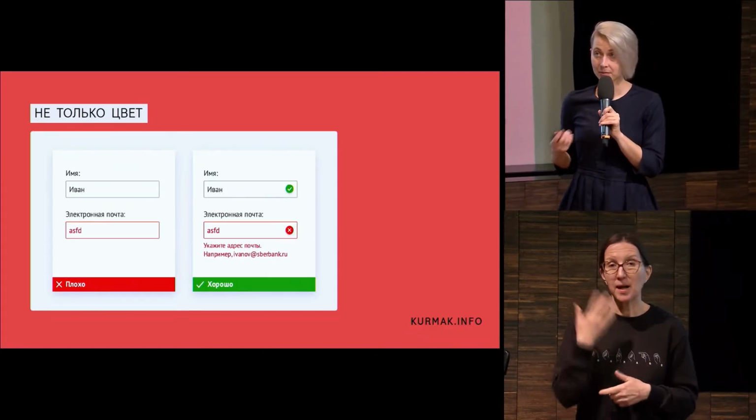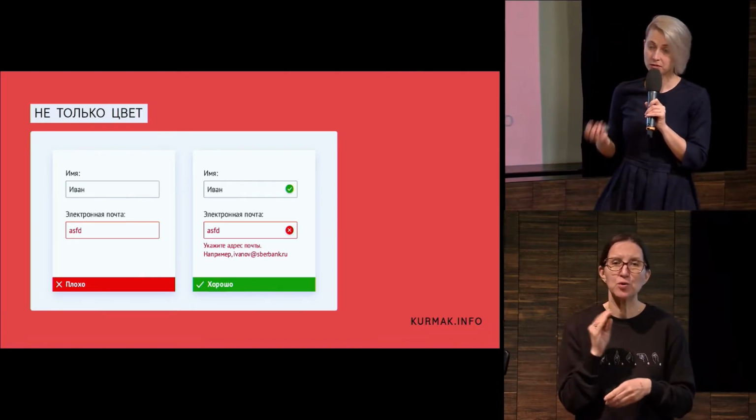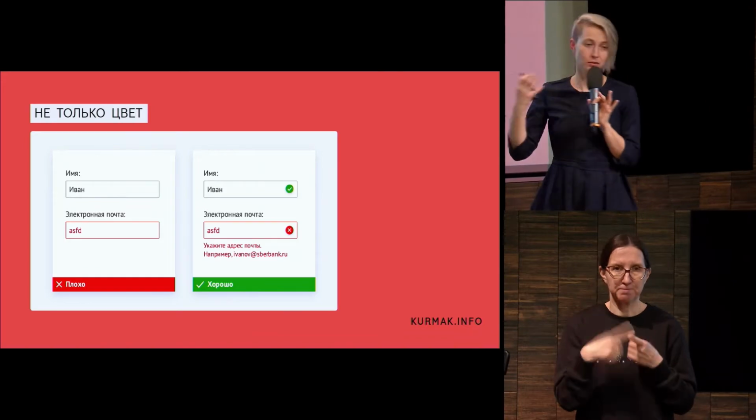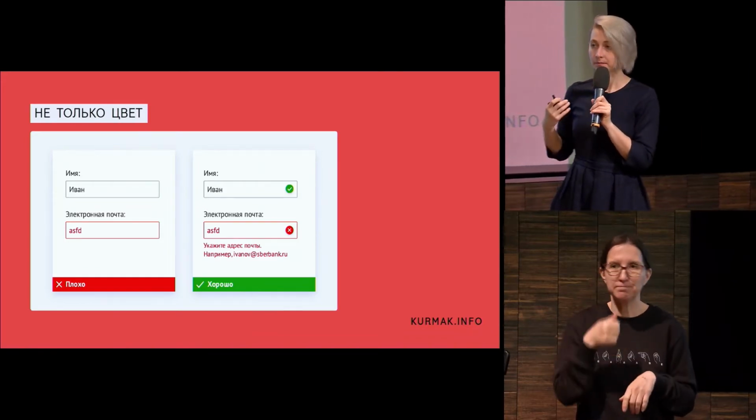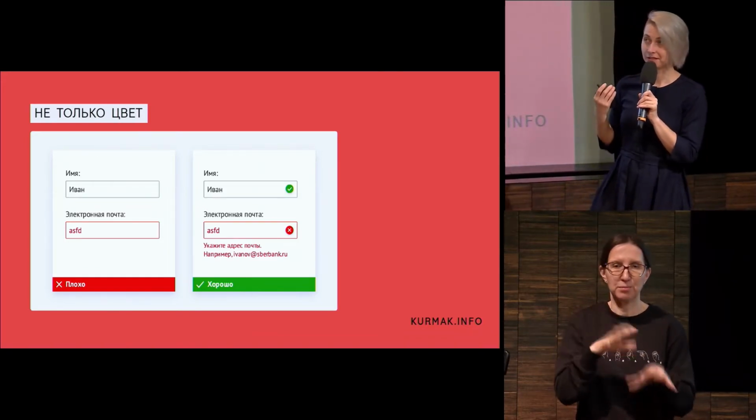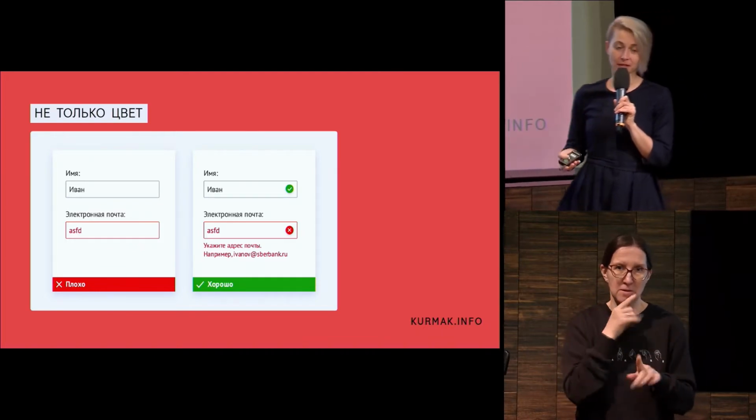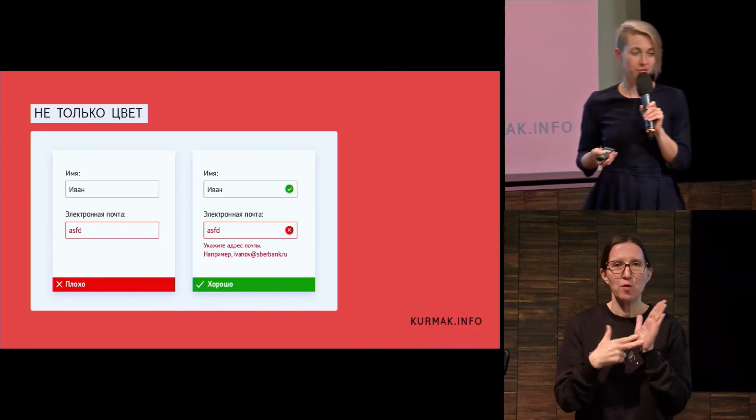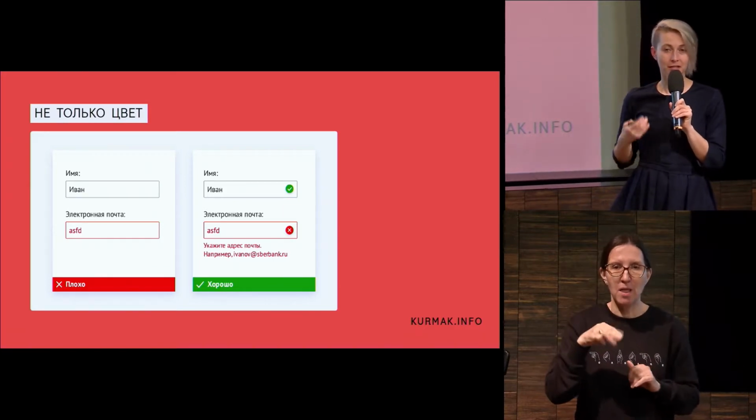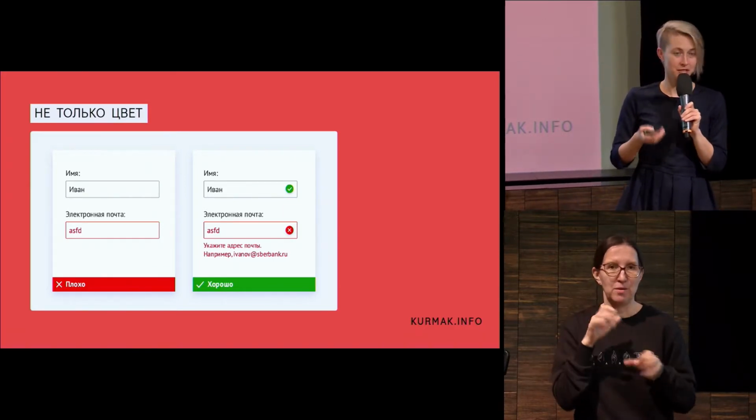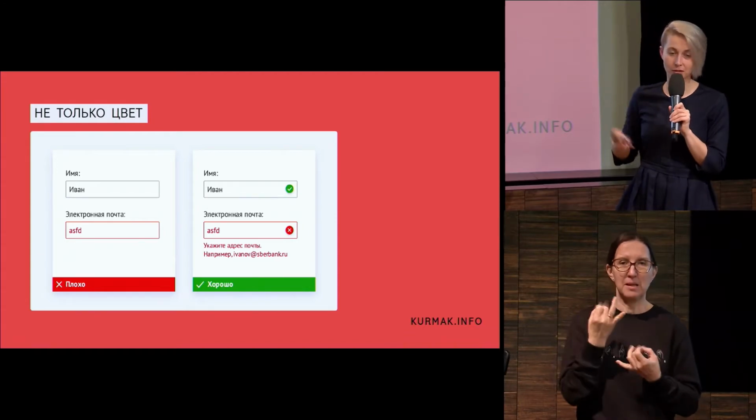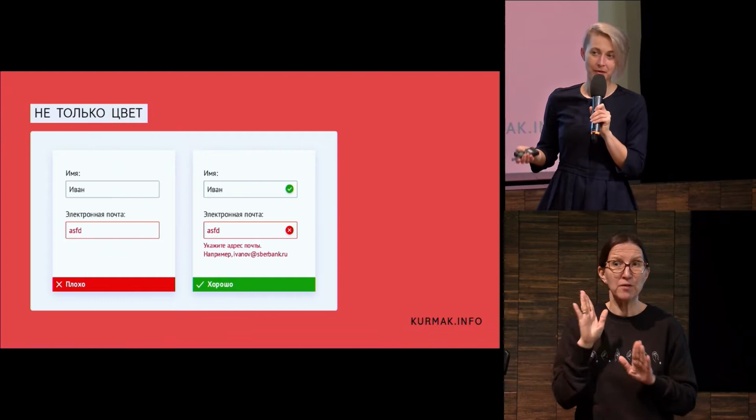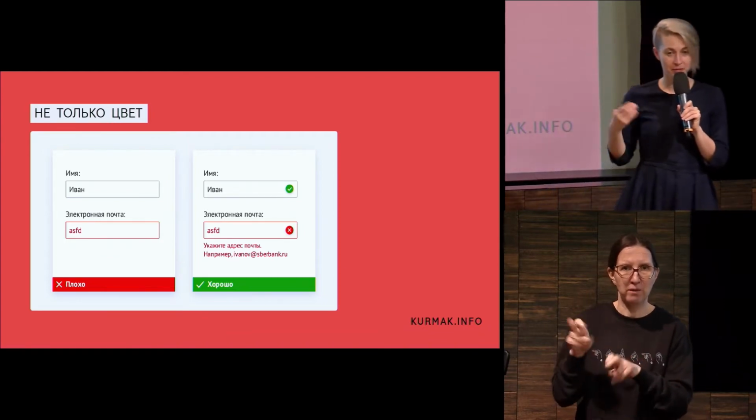Next, not just color. When we talk about colors, there is one more interesting thing. There are people with color blindness. Some cannot see red, some green, some blue. And in the world, color blindness is mainly seen in men. 8% of all men are colorblind in this or that way. And for me, it's always interesting to know that people with color blindness are not legally disabled.